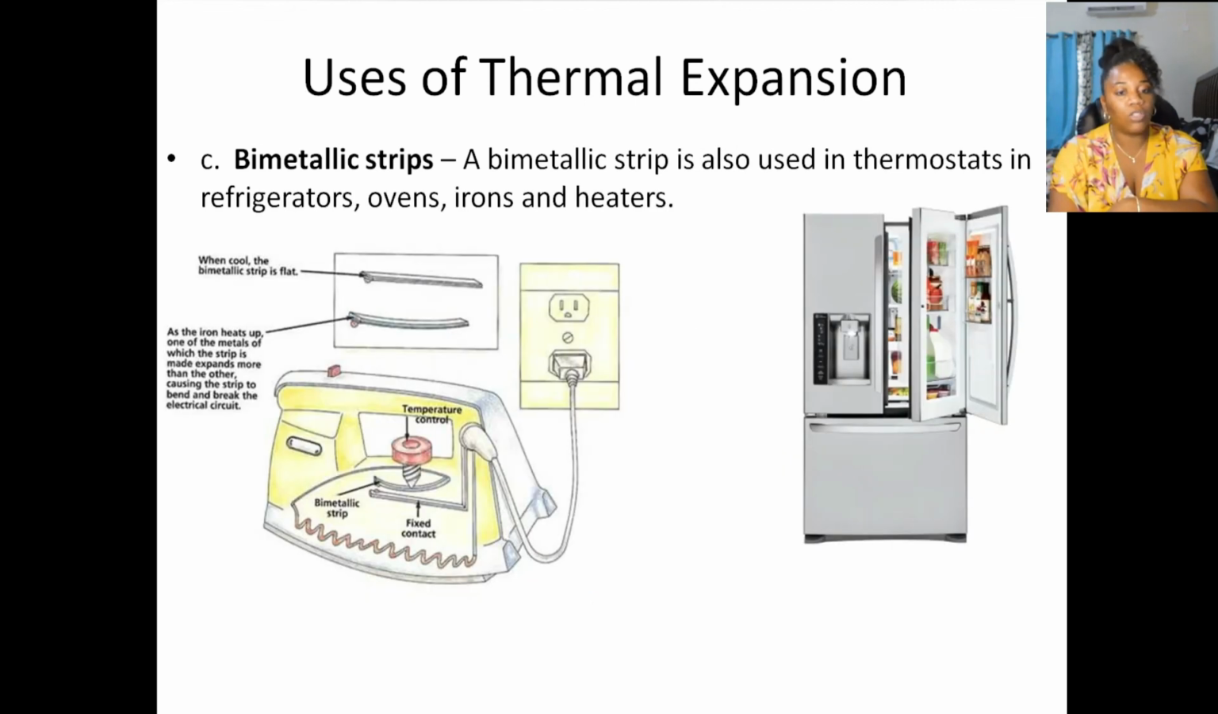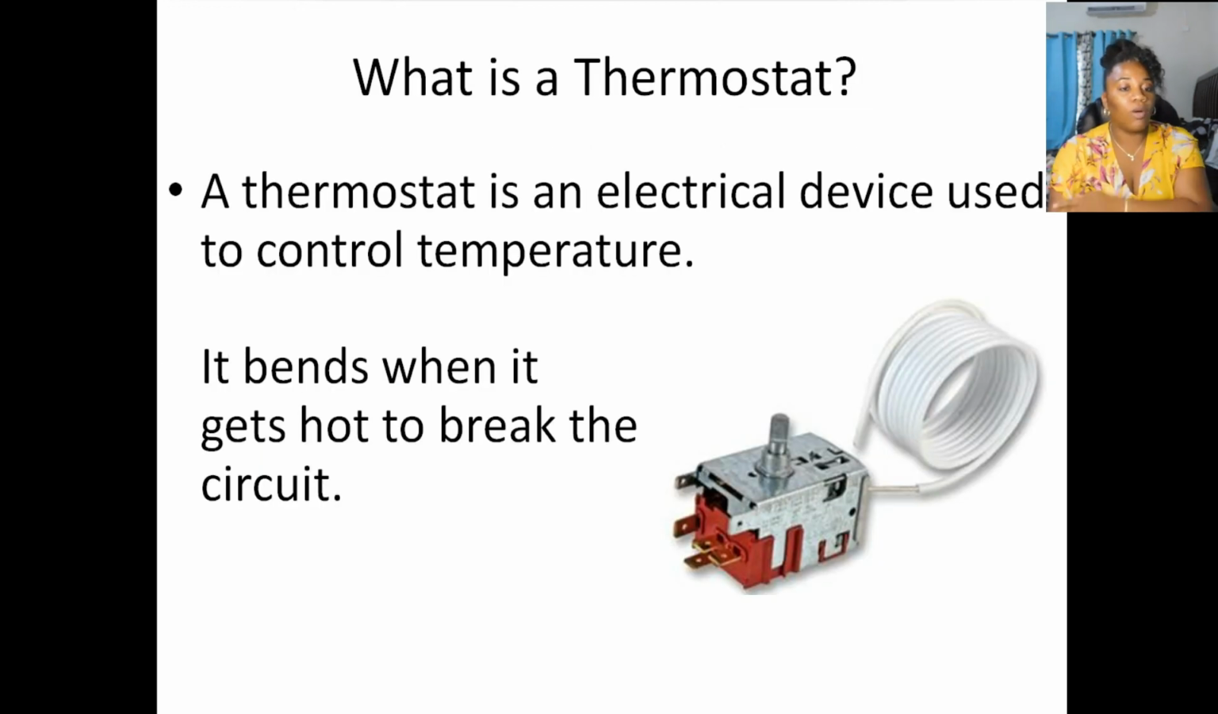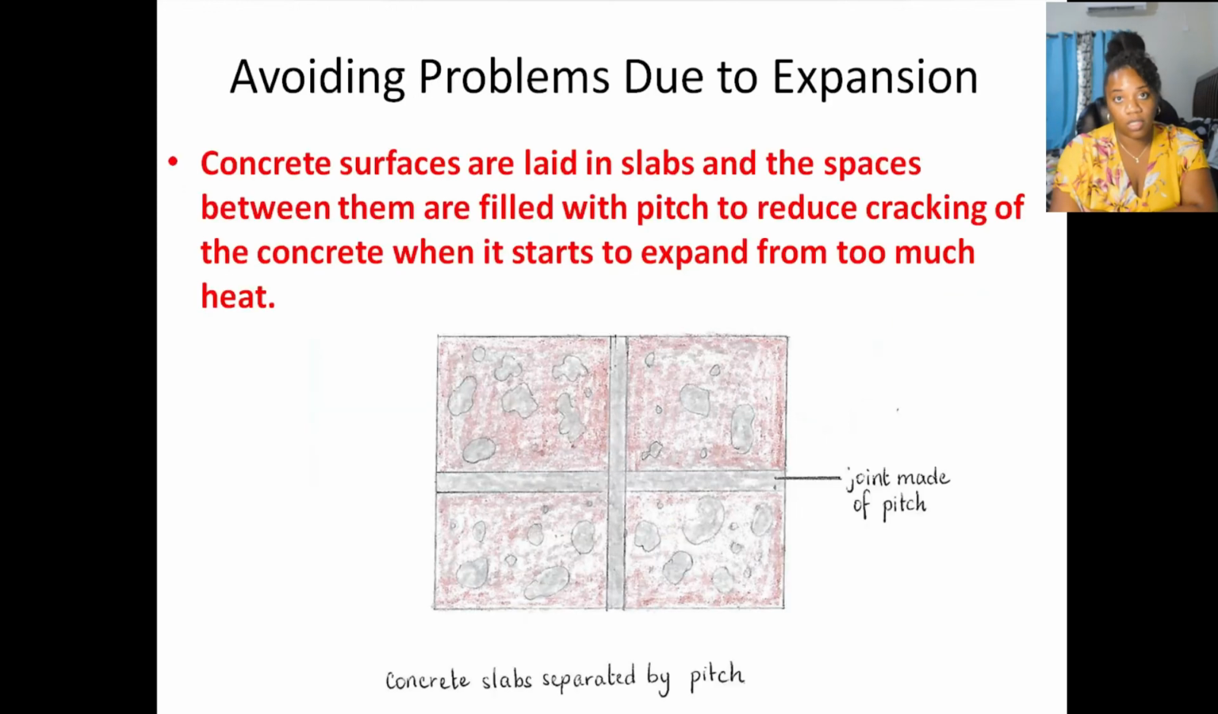Bimetallic strips are also used in thermostats, in refrigerators, ovens, irons, and heaters. So that's a lot of uses for bimetallic strips. What is a thermostat? A thermostat is an electrical device used to control temperature. It bends when it gets hot to break the circuit.